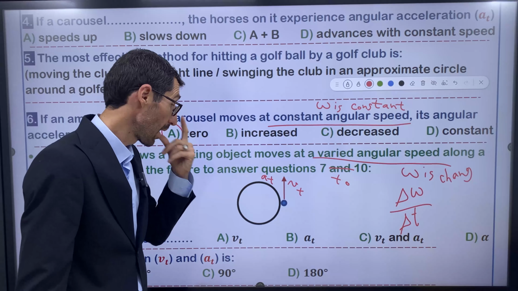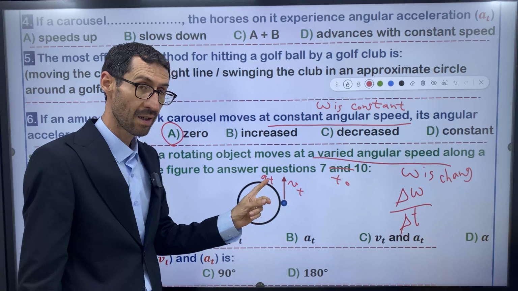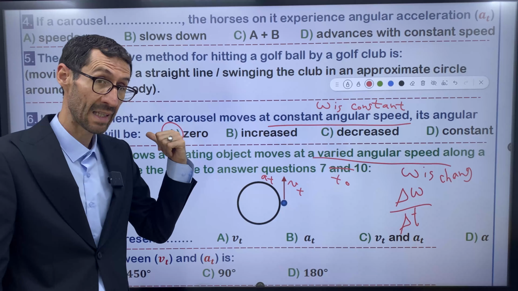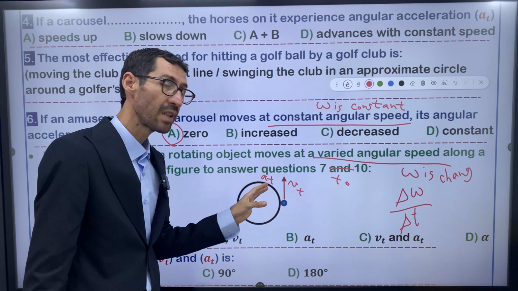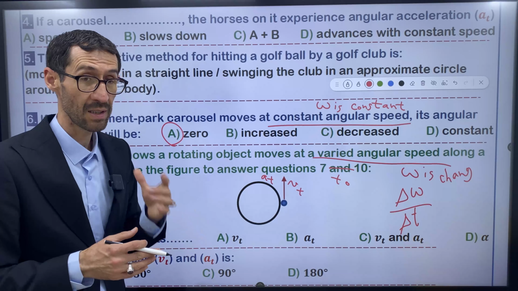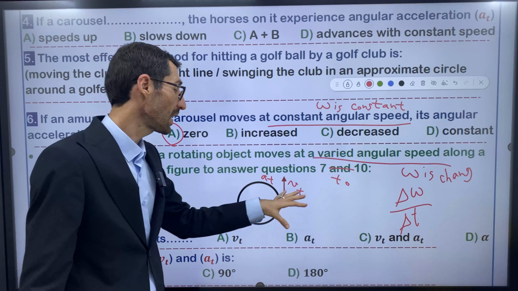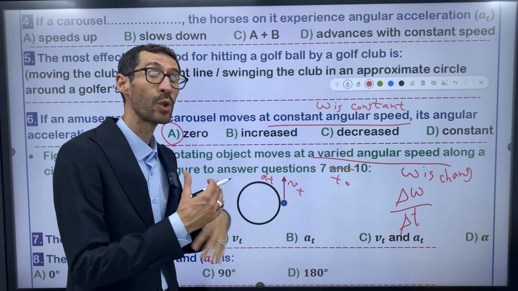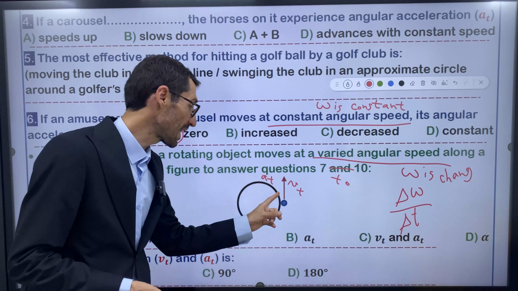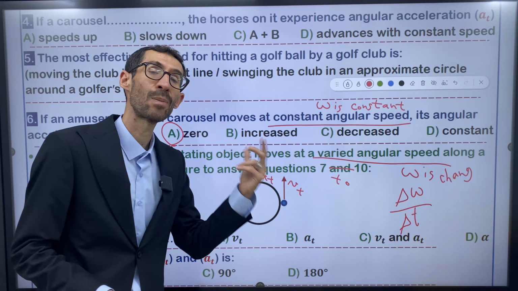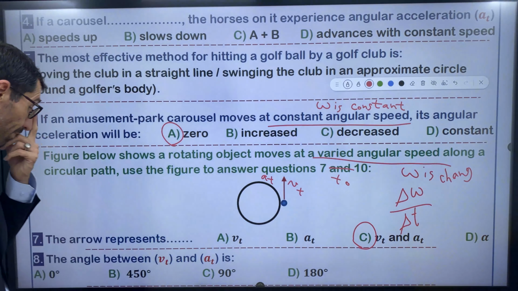Tangential acceleration. So does this arrow represent VT or AT? I explained it for you in previous lessons. You have to know this information. Actually, they are different in concept, right? In conception, they are different. But in direction, whenever you want to draw VT or AT, it's the same. So this arrow represents VT and AT simultaneously. That's why option C is true, VT and AT.